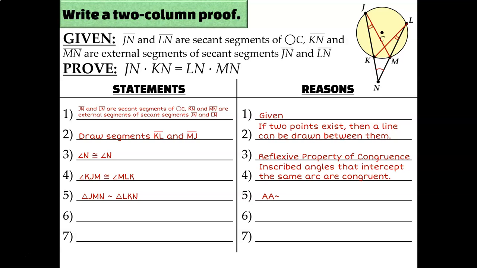And if they're similar to each other, then each of their pairs of corresponding sides must be proportional. So I can say JN, which is the secant segment, over LN, which is the other secant segment, is equal to MN, which is an external segment, over KN, which is the other external segment. And then cross multiply, and we have proven that JN times KN is equal to LN times MN.